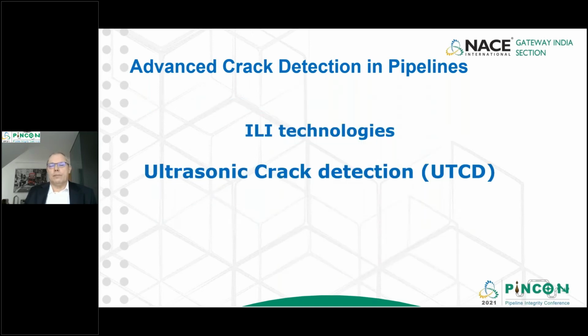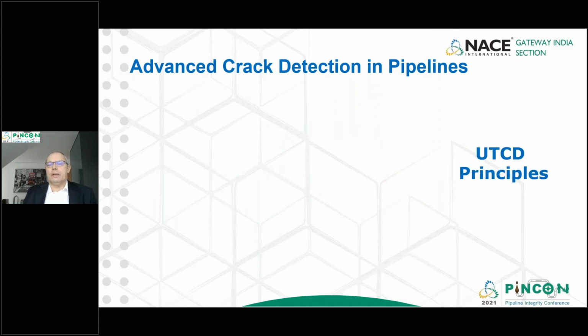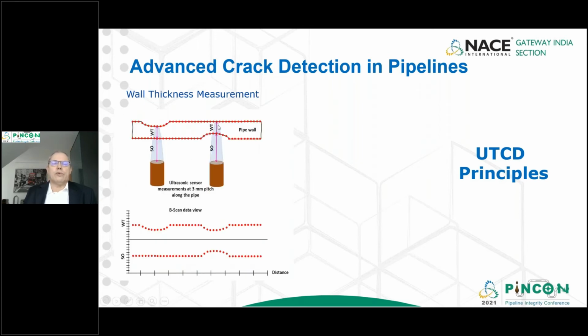If we go back to the crack detection tools, I want to start with the oldest of these crack detection technologies, which is the ultrasonic crack detection, which is used in liquid pipelines. And the principle is that an ultrasound is generated, travels to the pipe wall, and is reflected on the inner pipe wall and the outer pipe wall. And by the time which the ultrasound needs to travel back to the transducer, we can determine the distances.